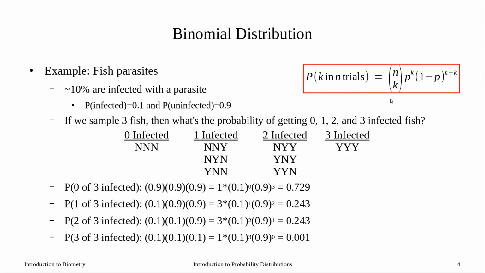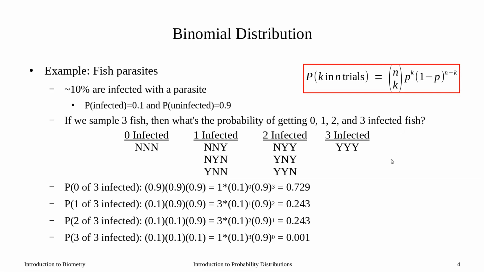So here's our equation. Don't worry about this right now. This is our combinations, but I want you to focus on this part. P is the probability of success, or the probability of being infected. K is how many individuals have to be infected. 1 minus P is the not infected part of it, and N minus K is those individuals that are not infected.